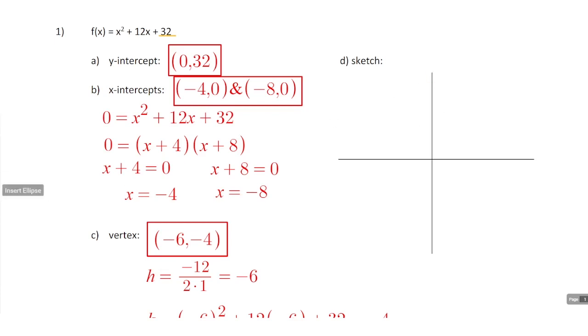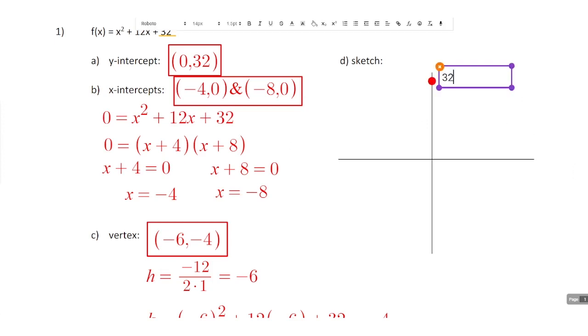Maybe instead of drawing it, I'll use the circle feature. And I'll label that 32. Okay, my x-intercepts are going to be at -4 and -8, so I'm going to label that down here. And again, we're just doing a sketch here. It doesn't have to be perfect. I'm just trying to get approximately where all these things are.